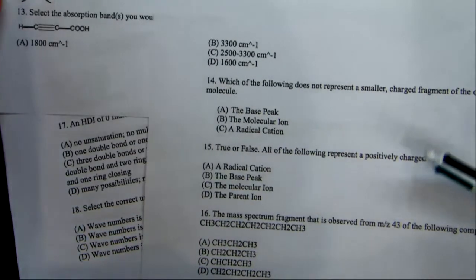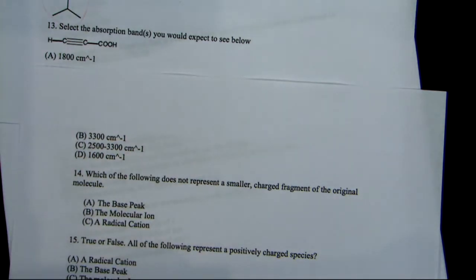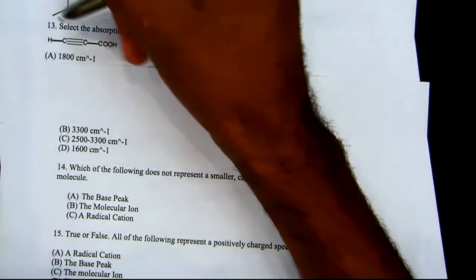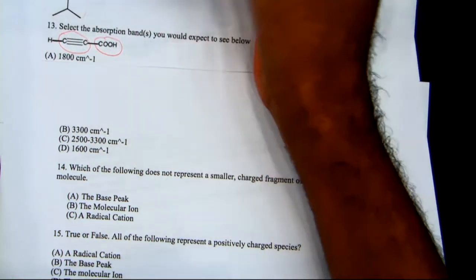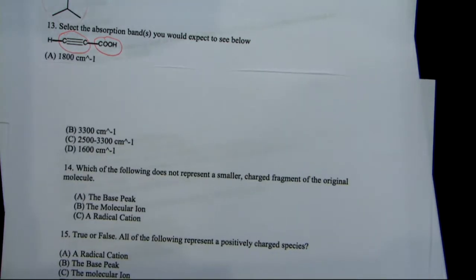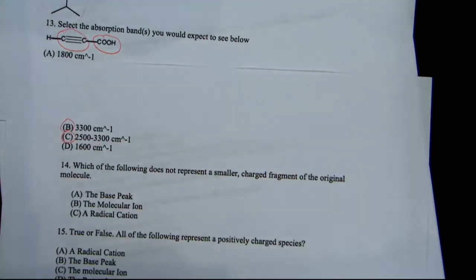All right, so for this next problem, I'll take out the other paper so you can see what the rest of the answers are. So these are the rest of the answer choices, and you're trying to select the absorption band you would expect to see below. And for this one, it's really simple. You see a carboxylic group right here, and you see this alkyne. So you just need to know the ranges, or like values for each of these. I guess one of them's a range. So knowing that, you would have 3,300 for one of them, and 2,500 to 3,300 for the other value.